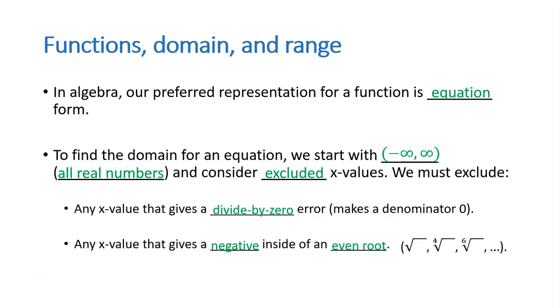So whenever we have any type of square root or fourth root or sixth root, most commonly just a square root, we have to make sure that everything we plug in is going to make the number under the square root greater than or equal to 0. Any x value we could plug in that would give us a negative number under the square root has to be excluded from the domain because it gives us something that's not defined.